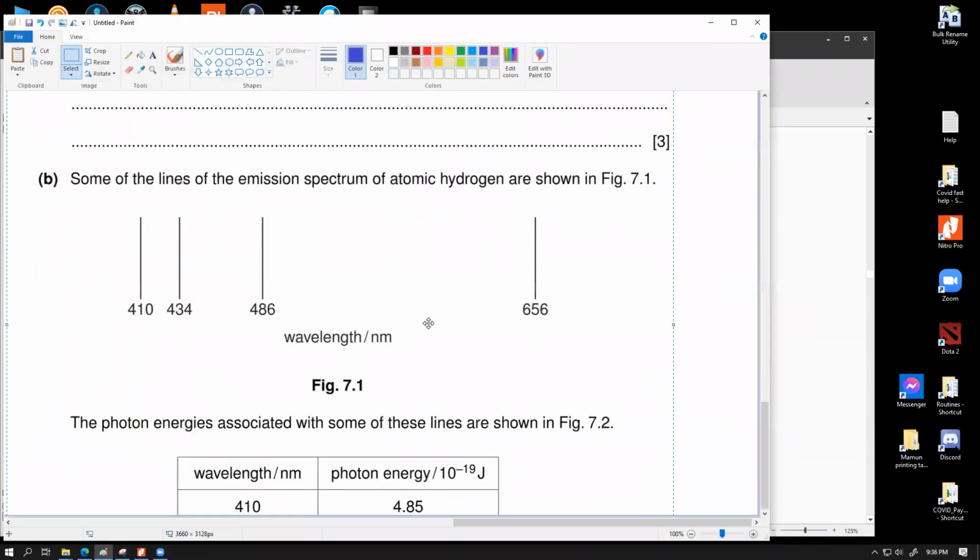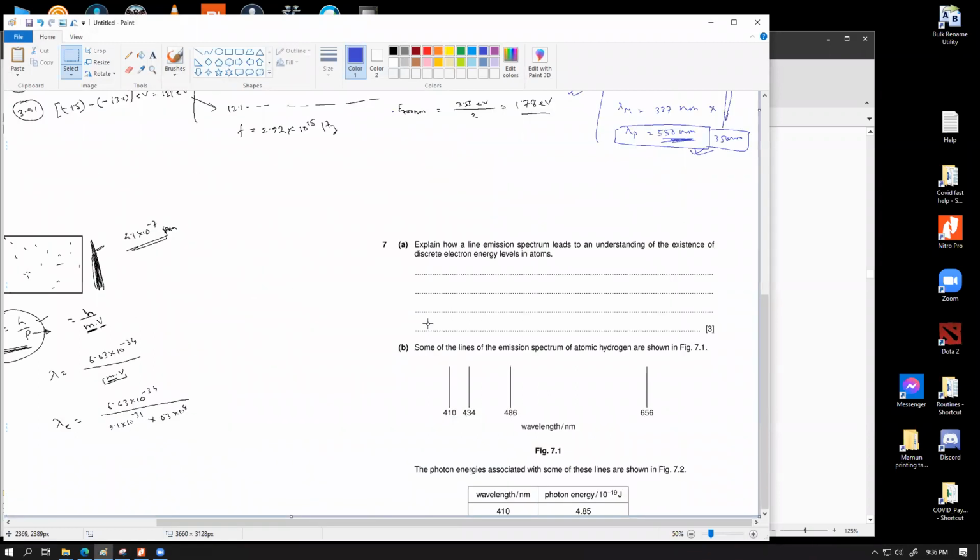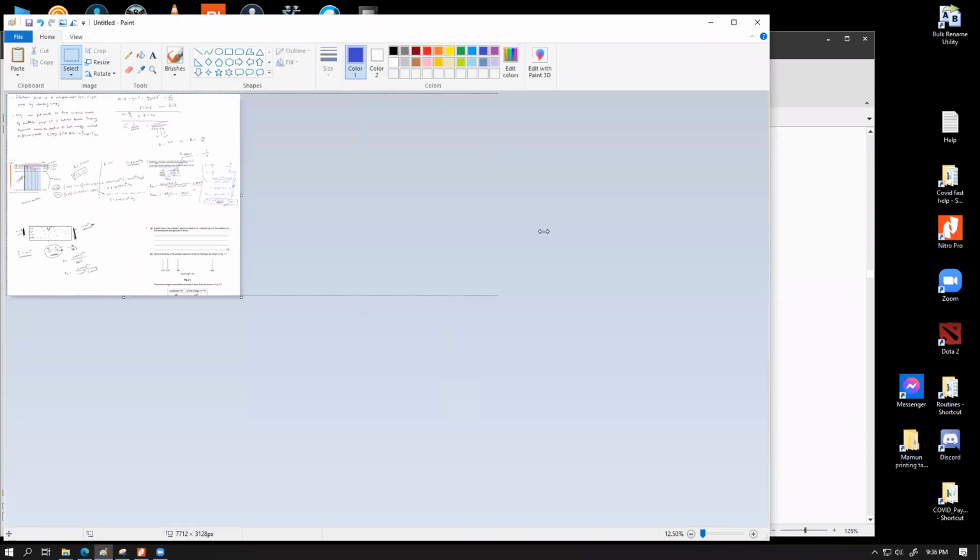Oops, my page, I ran out of page. That shouldn't have happened.